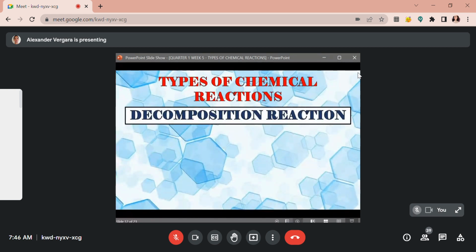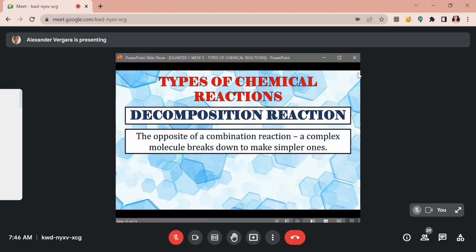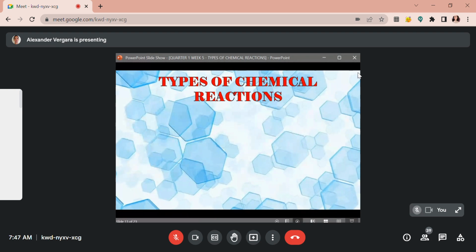Next, decomposition. Okay, so in decomposition, according to the song, gusto ko nang bumitaw. That's the song. Why? Because A and B, which were together, will be separated. Break up already. So it is the opposite of the combination reaction: a complex molecule breaks down into simpler ones. For example, here is the formula: AB produces A plus B.